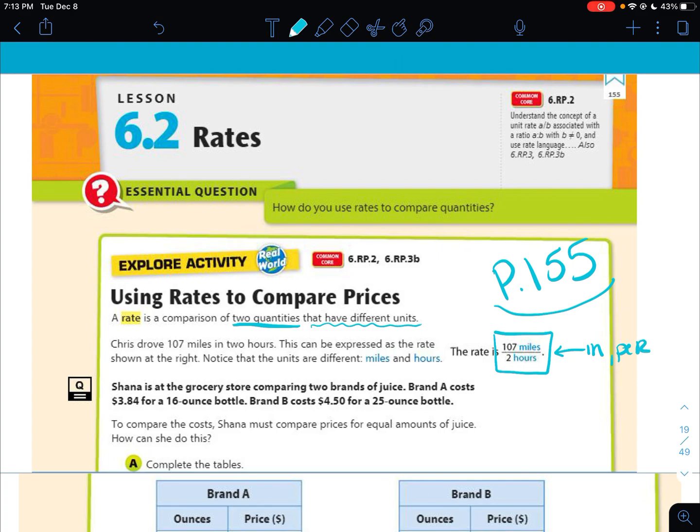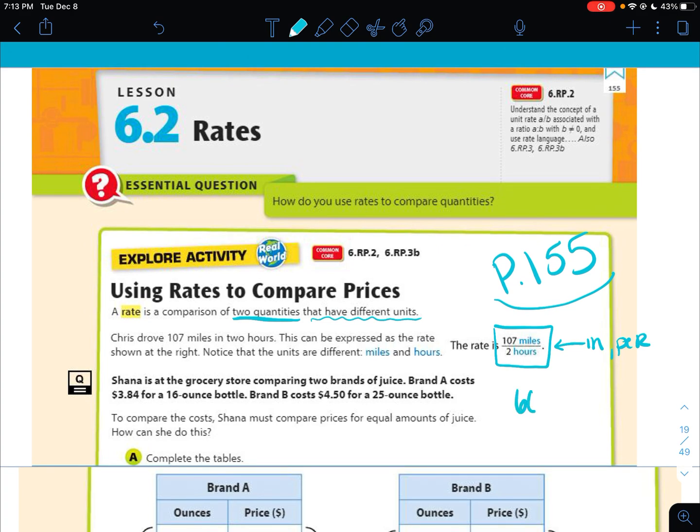So if you are driving 60 miles per hour, that's actually a rate. Okay, that speed is a rate. You're actually traveling 60 miles in 1 hour. So that's considered a rate, just like them traveling 107 miles in 2 hours. Very similar to ratios, but they just have labels.